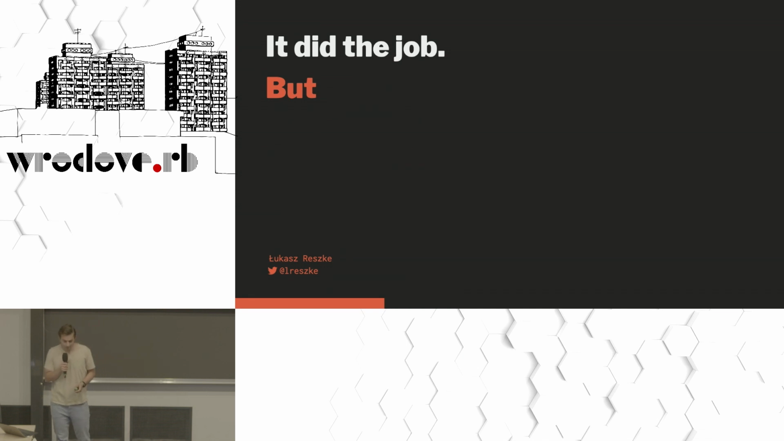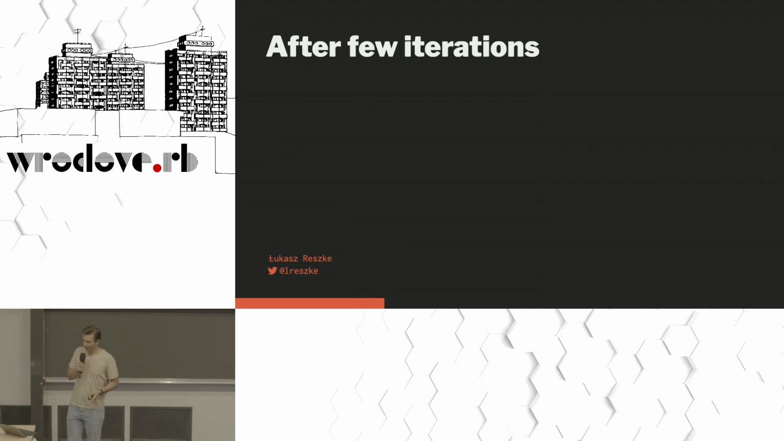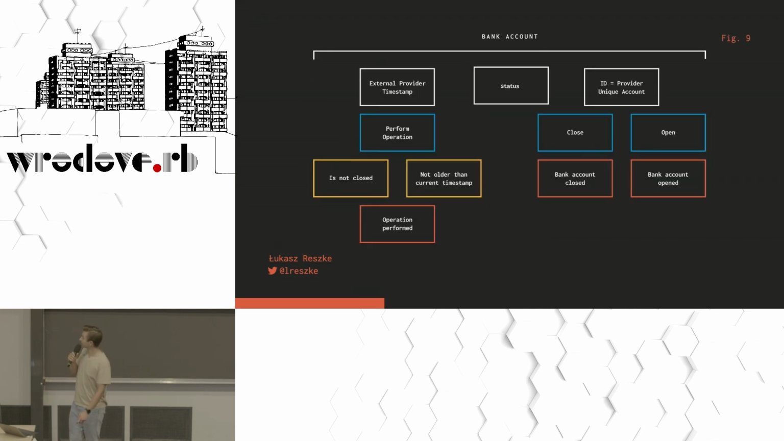So instead, we decided to go on with a new model. And after a few iterations, we came up with something like this. So basically, the white boxes are the information that the class needs. It's not so many, right? Because it's only external provider, timestamp, the status, and ID. Of course, we always need an ID, right? And it has 3 operations. So I will start from your right side. The open method, which basically opens the bank account.